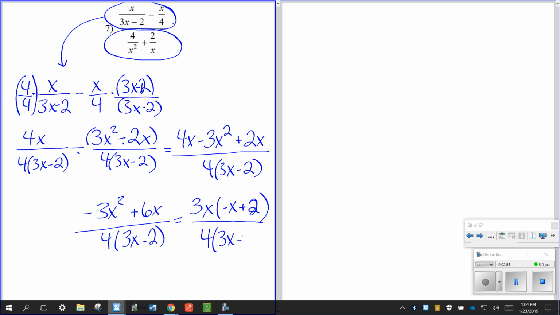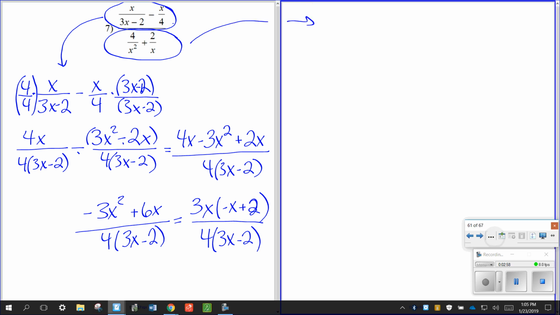So I factored out that 3x, and there is my numerator with everything factored out. Now let's factor the denominator. I'm going to do that one over here. Let me do the denominator, I'll do that one in red.